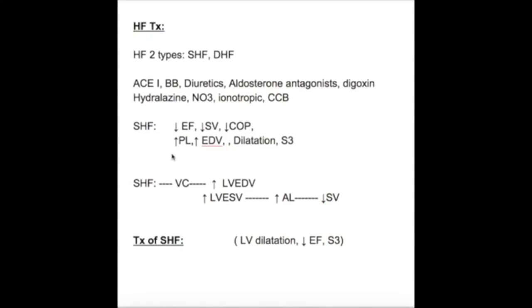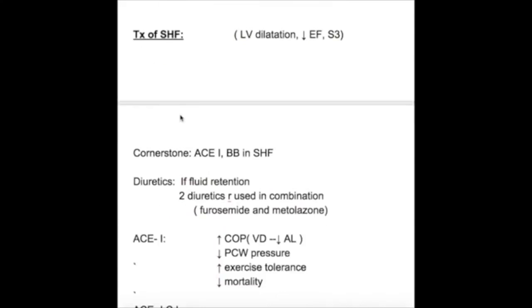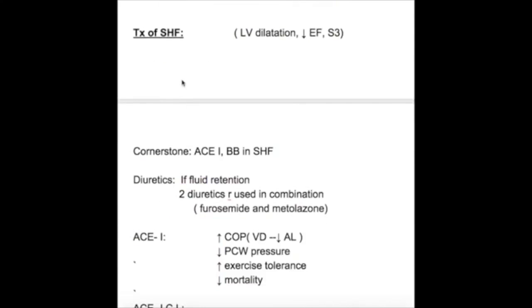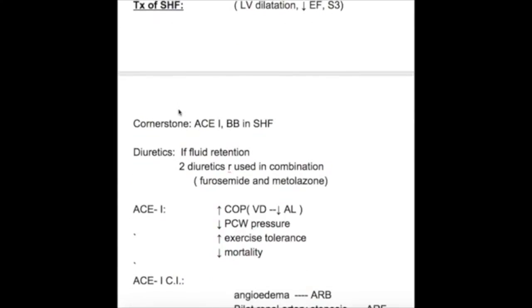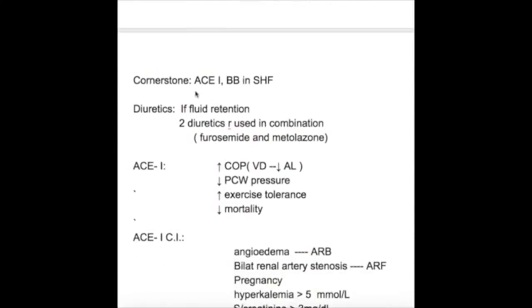Drugs used in heart failure are ACE inhibitors, beta blockers, diuretics, aldosterone antagonists, digoxin, hydralazine, nitrates, inotropes, and calcium channel blockers. Drugs used first in the systolic heart failure: cornerstone for the treatment in systolic heart failure are ACE inhibitors and beta blockers. First to be used in systolic heart failure is ACE inhibitors.